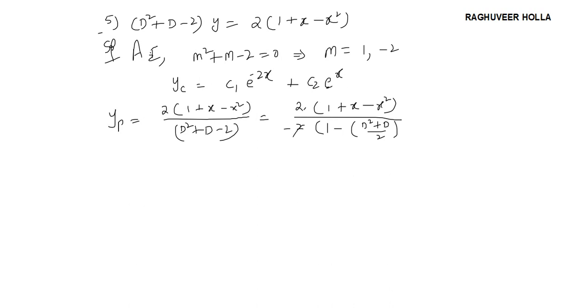So minus, let us put that outside, and this whole thing goes to the numerator as an inverse, right? So let us put that. So I get 1 minus (D square plus D) divided by 2, and this whole inverse is multiplied by 1 plus x minus x square. Fine.